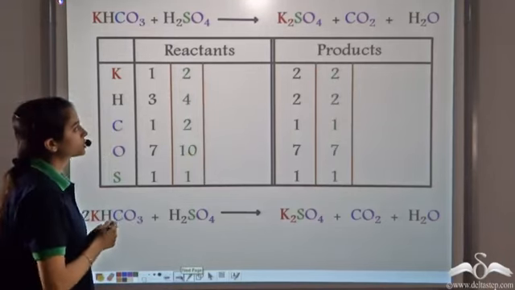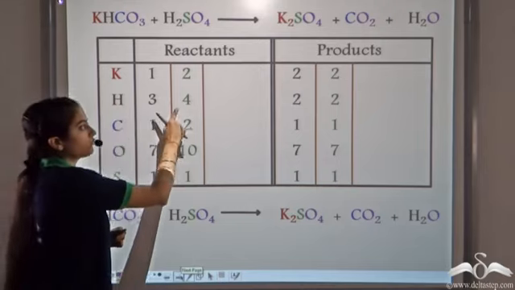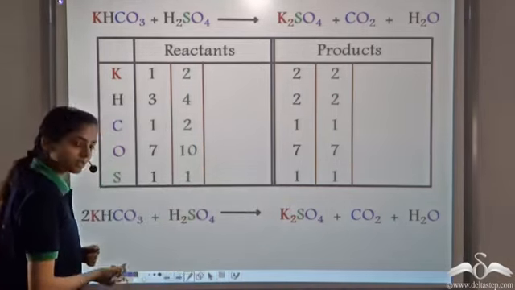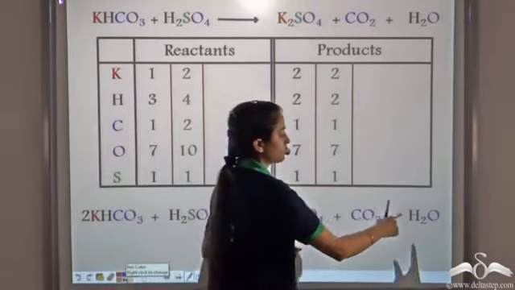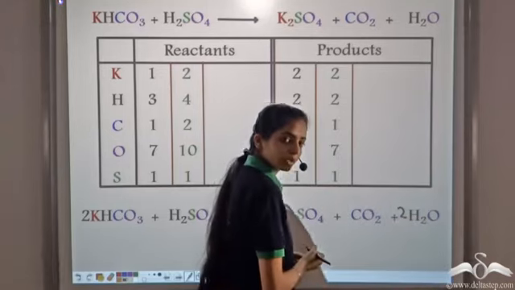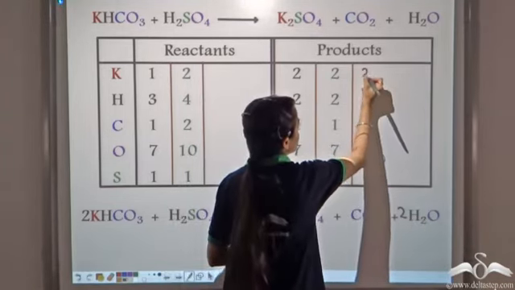Now if we look at the equation, potassium is balanced, hydrogen is not balanced. We have 4 atoms on the reactant side, 2 on the product side. So to balance hydrogen, we have to make this 2. That is, we have to take 2 molecules of water. When we take 2 molecules of water, this remains the same.